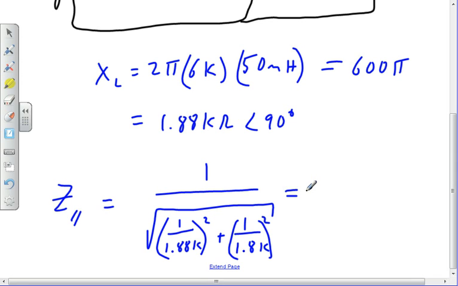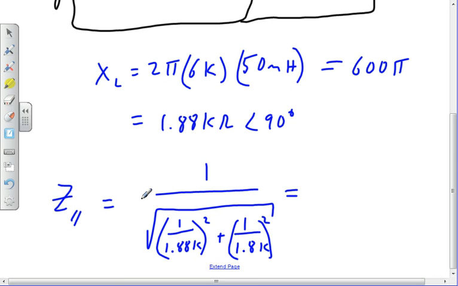Can you add the resistor with that? Not yet. I'm finding the impedance of the parallel path, not the total impedance. That's what this little two lines over here mean. I could say this plus that other resistor, but I'm not doing that yet. All right, so where was I?